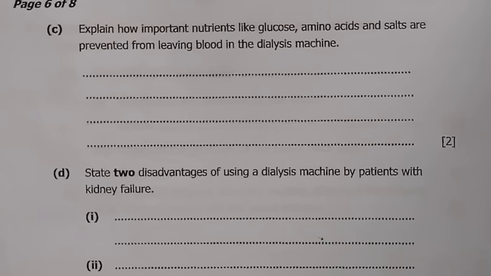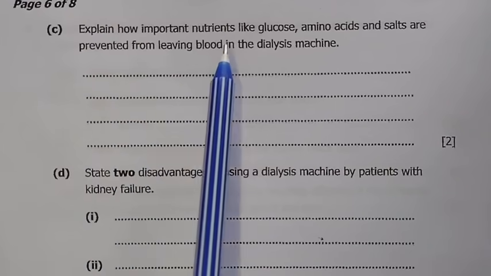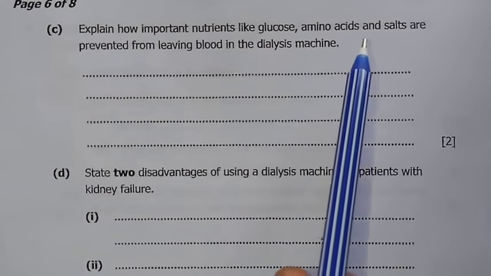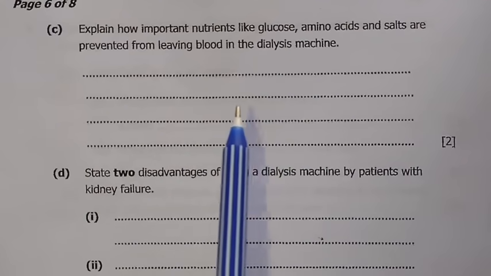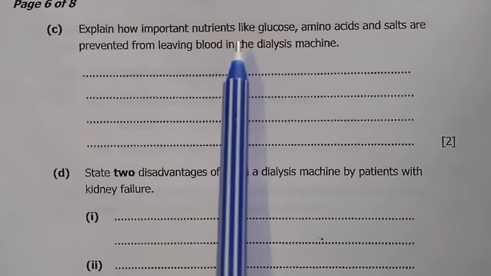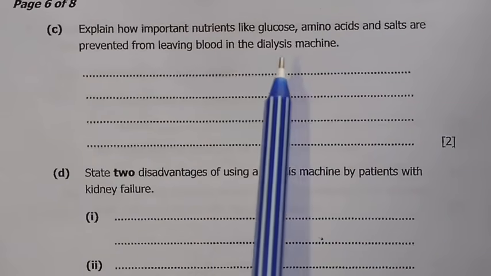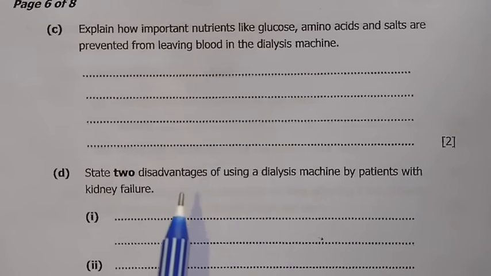All right, so we now come to our question C right here. Question C reads, explain how important nutrients like glucose, amino acids, and salts are prevented from leaving blood in the dialysis machine. So this question wants us to explain how we can avoid losing nutrients such as glucose, amino acids, and salts. The way you can prevent this, we have to make sure that the concentration of the glucose, amino acids, and the salts is equal to the concentration that is in the blood.